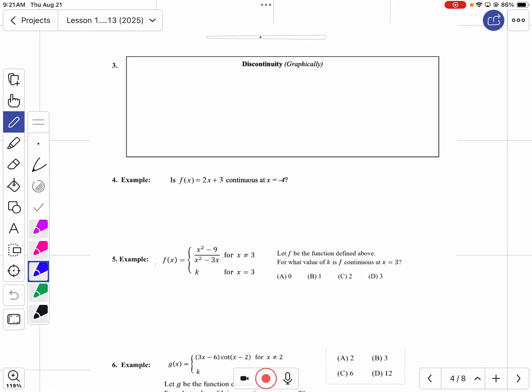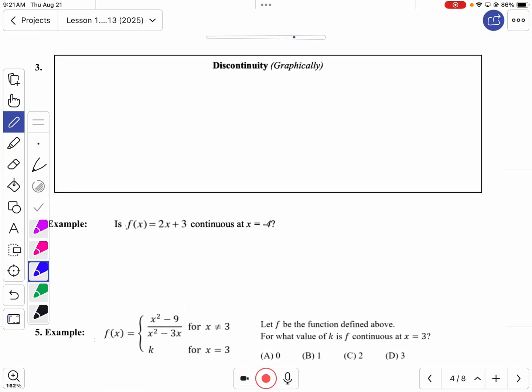Now, discontinuities. There were 3 that we talked about. There was the hole. So I've got a function, I may or may not define the function somewhere else, but I have a hole.